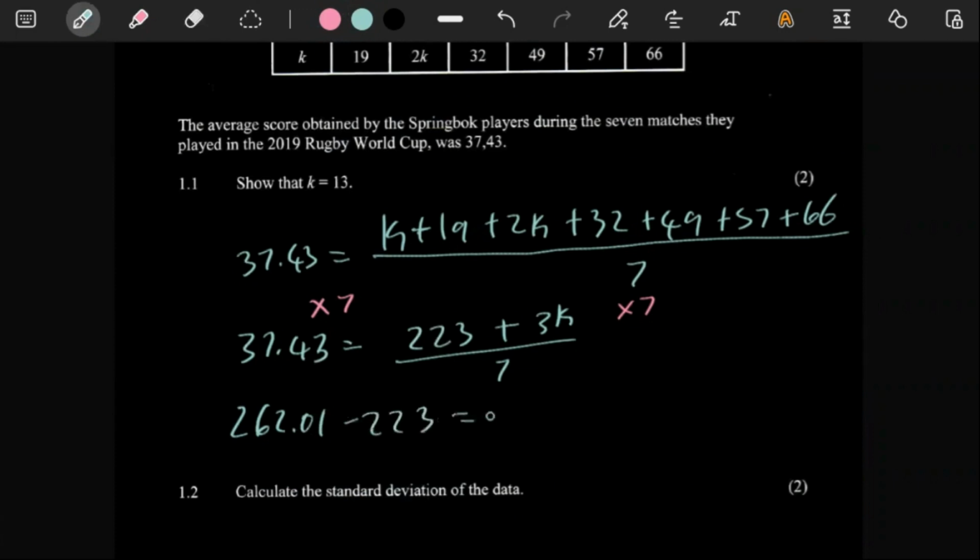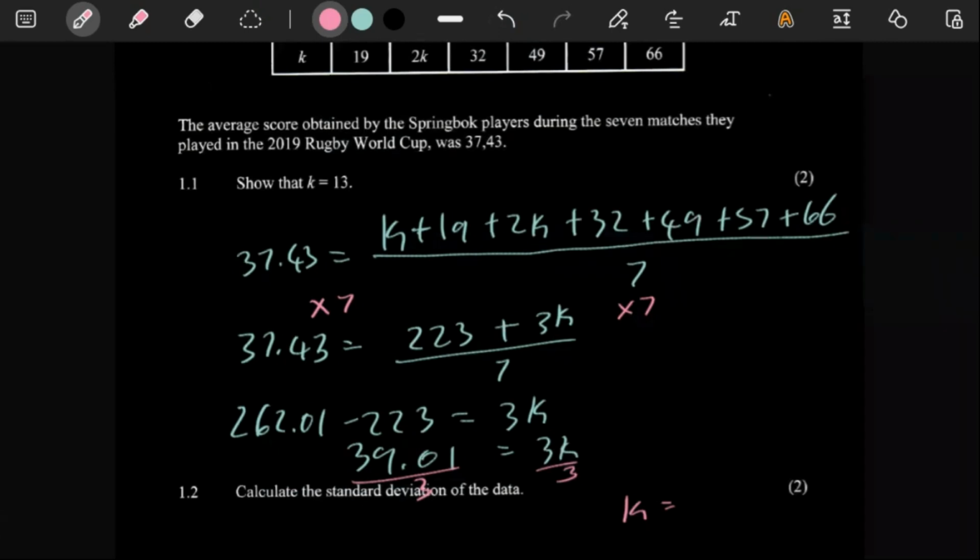However, we know that we can take the 223 to the other side, and then this is going to be 3k. So this is going to be 39.01 in the calculator. Divide both sides by 3. Let's see what it is giving us. In the calculator, we're getting 13. If you round it off, 39.01 divided by 3 is going to give you 13.00, so you might as well write it as 13. So that's the answer. Nothing crazy, nothing major.